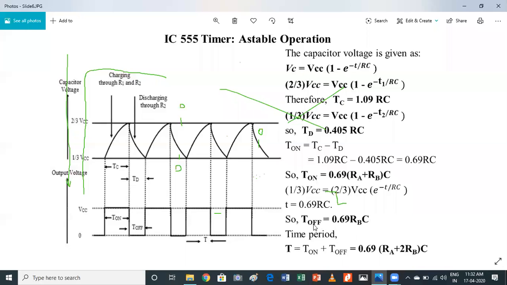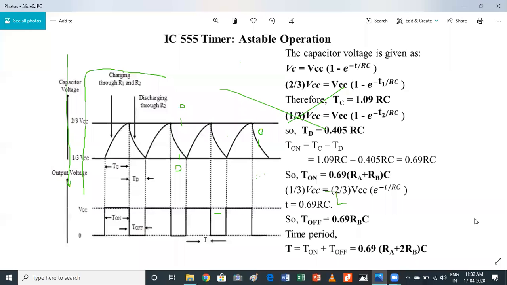This is the charging path, RA plus RB and C. During the discharge period, it discharges through RB only. So we can take it as only R equal to RB. Here there is no need to include the RA resistance during the discharge period. So the total time period is 0.69 (RA plus 2 RB) into C.